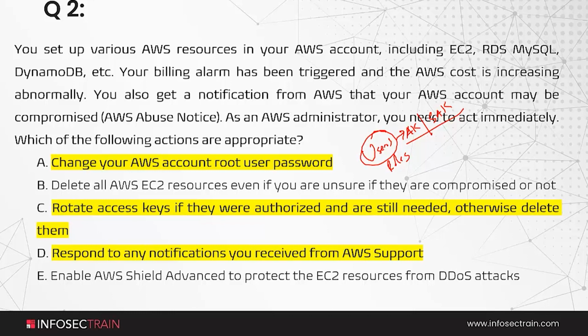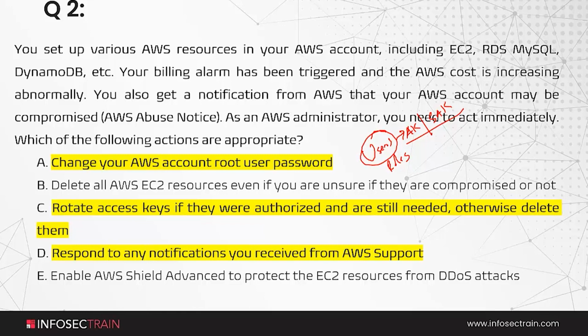And why not B and E? So B says, team, delete all your EC2 resources even if you are unsure if they are compromised or not. That doesn't make any sense. Do you want to basically remove everything on a feeling? That doesn't make any sense, obviously, right? And the last one is, team, enable Shield Advanced. Why do you basically want to enable Shield Advanced? I'm not talking about a DDoS attack here. Even if it is a DDoS attack, before enabling Shield Advanced, we have to first of all make a proper business decision, because this can cost you a serious amount, right? So the answer is A, C, and D.